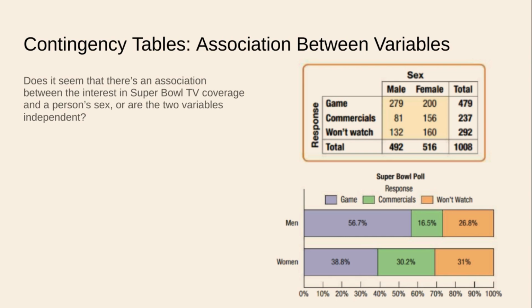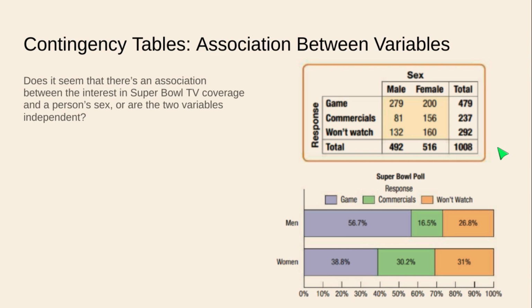Independence means it doesn't matter who you ask. It doesn't matter whether you ask a man or a woman. The distribution of game versus commercials versus won't watch is going to remain the same. And also, it doesn't matter whether you're worried about watching the game, commercials, or not watching at all. The proportion of men and women in each of those categories is going to remain consistent. So that is what independence would mean. If one variable is independent of the other, the other is independent of the one. Independence goes both ways in that sense. We'll talk more about that later.